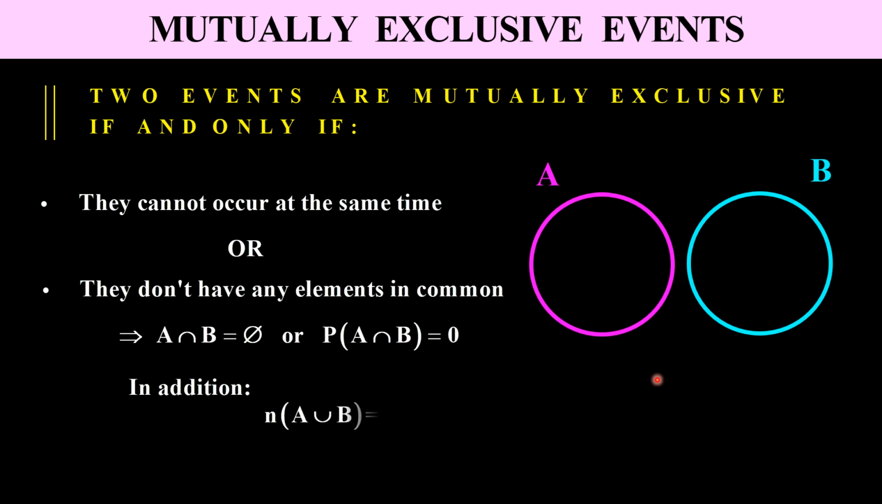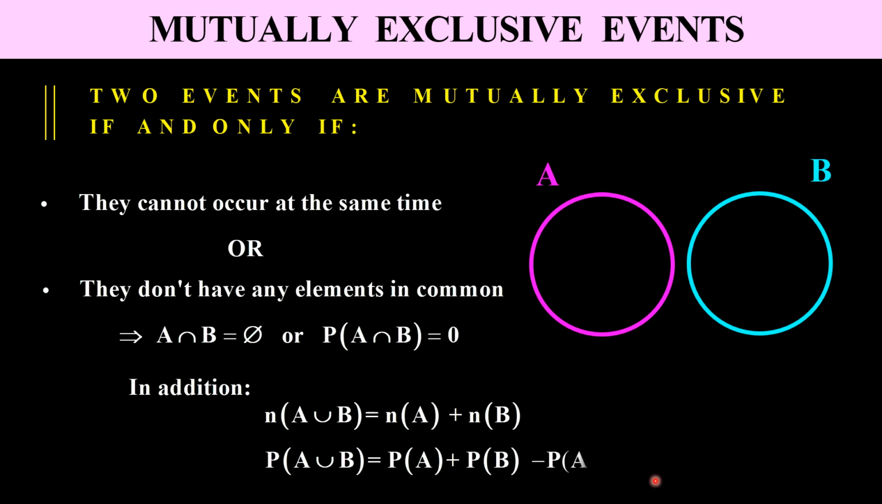Then we can also now have that the number of elements in A or B is the number of outcomes of the one event plus the number of outcomes of the other event. And the probability of A or B, if we take our addition rule, because they are mutually exclusive, you don't have to subtract, that is 0. So in other words, the addition rule is now just the probability of A or B is the probability of A plus the probability of B. There's no need to subtract because they have nothing in common.